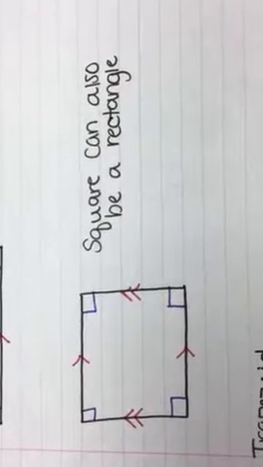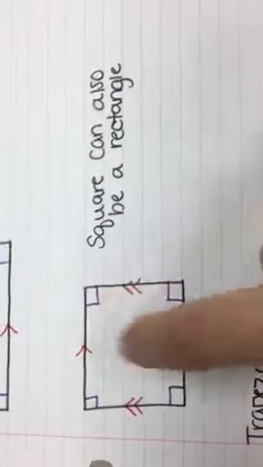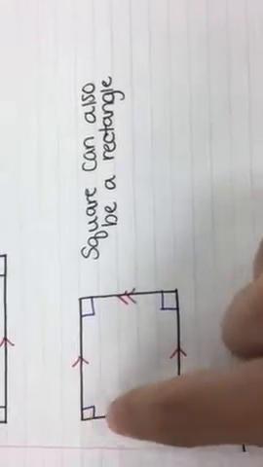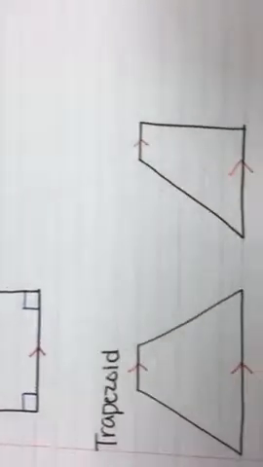A square can also be a rectangle. This is because it has 2 sets of parallel sides, and it also has 4 90-degree angles.